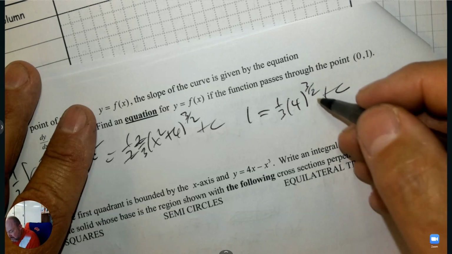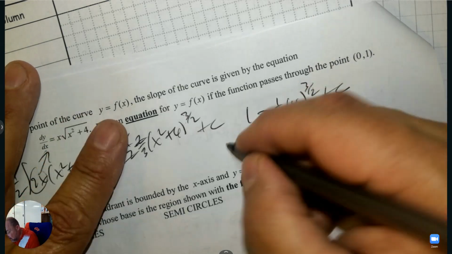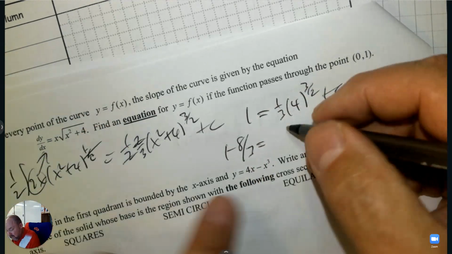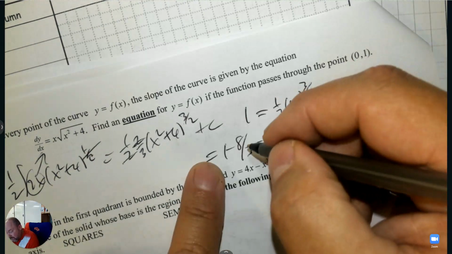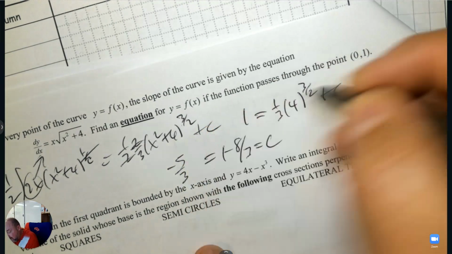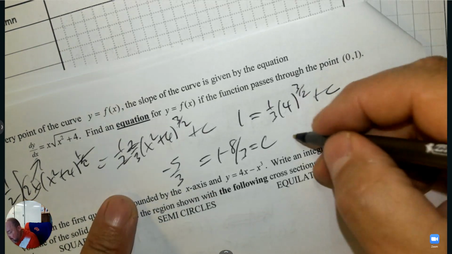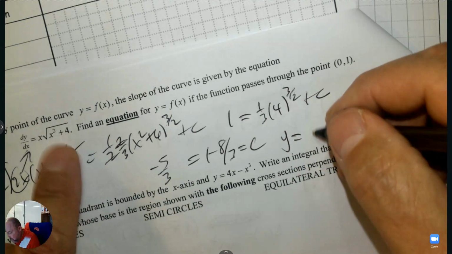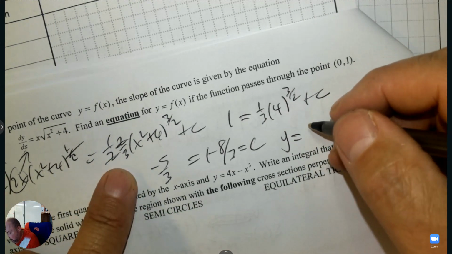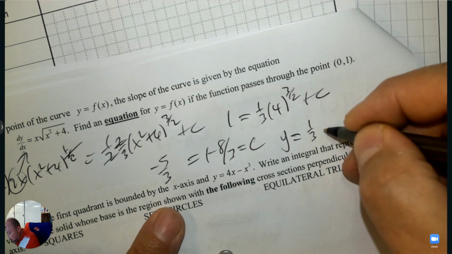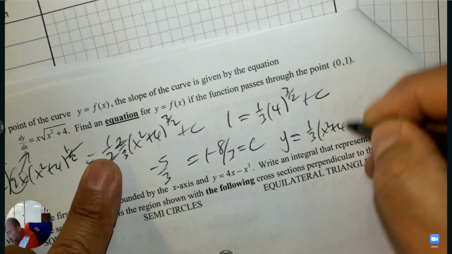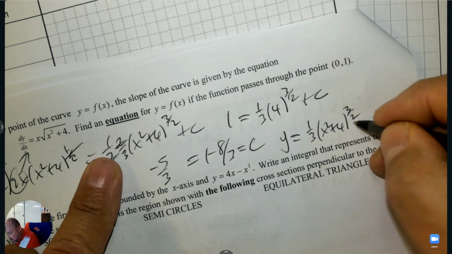Square root of 4 is 2. 2 cubed is 8. 8 over 3. Subtract 1, which is 3 over 3, was it? Negative 5 over 3. So then the equation would be 1/3 x squared plus 4 to the 3/2 minus 5 over 3.